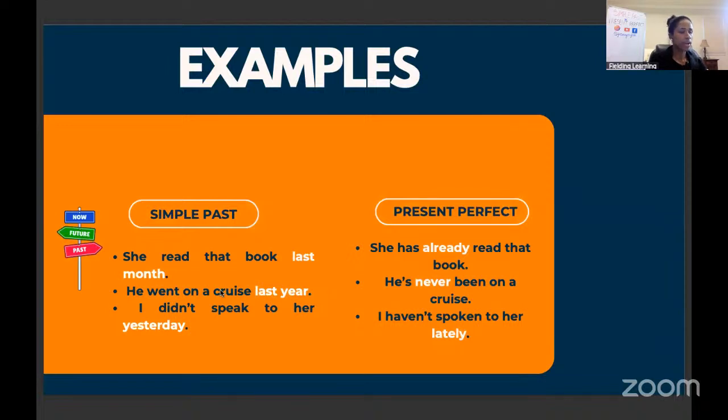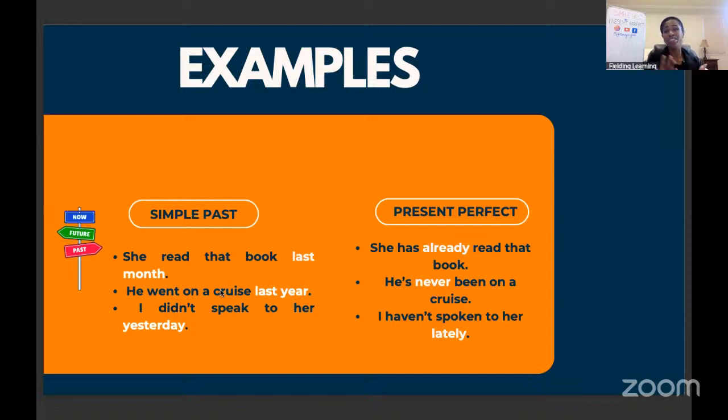So we're gonna see more examples, okay, of simple past and present perfect. So the first example is she read that book last month. Okay, so this is just for you guys to see that we are using the time markers. But now the verb over here is in the past tense, read, read. She read. I read, so if it is in the present, I read that book.